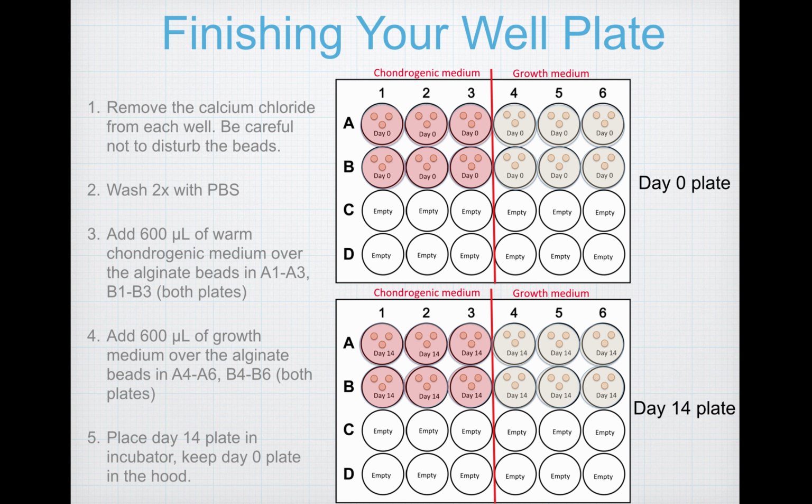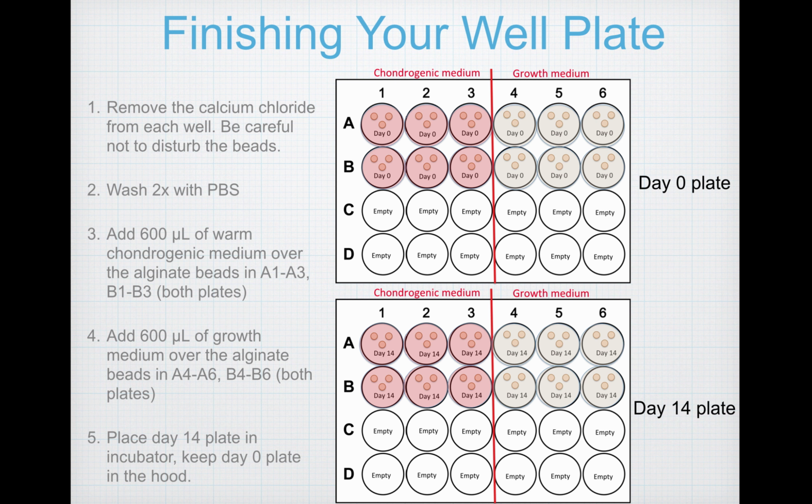Now I would let your beads sit in the calcium chloride maybe for about 5 minutes or so just to make sure that they're fully formed. Afterwards, you have to remove the calcium chloride from each well with the automatic pipette. Just be careful not to disturb the beads. Next, you'll wash 2 times with PBS.